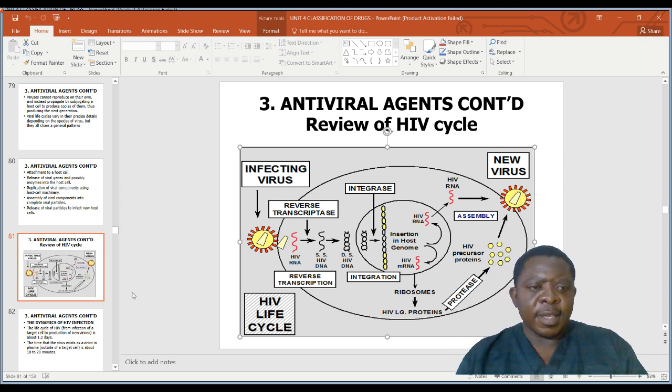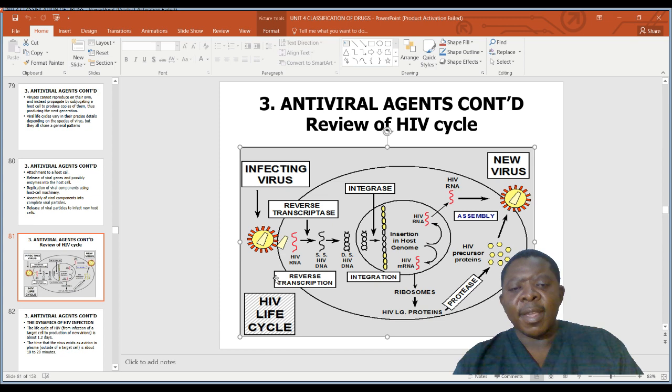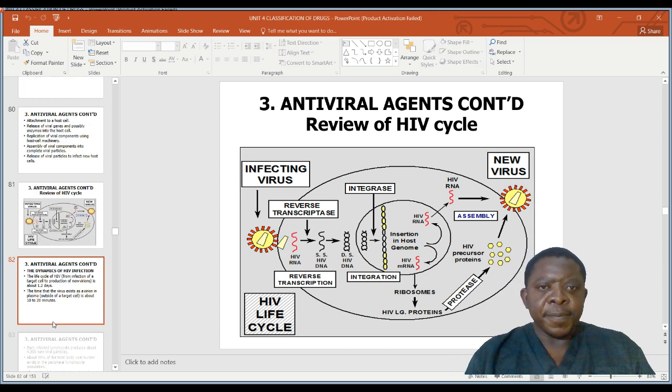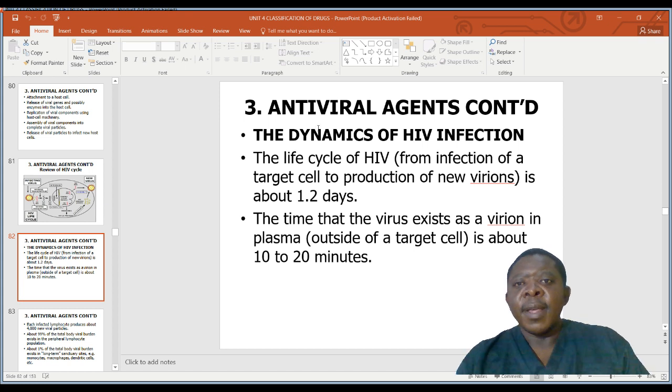Okay, so when coming up with antiviral drugs, we try to target these enzymes like reverse transcriptase, integrase, protease, and also here fusion, we can also have those that are specific to prevent fusion. Okay, so now antiviral agents.